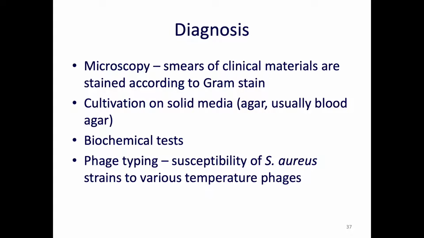Then we have to cultivate these samples on the solid media. This is usually blood agar, and also can be salt agar, because Staphylococcus is resistant to salt. Different biochemical tests, which is coagulase activity, catalase activity, should be performed, and phage typing is also giving us a response about susceptibility of Staphylococcus aureus strains to various temperate phages.